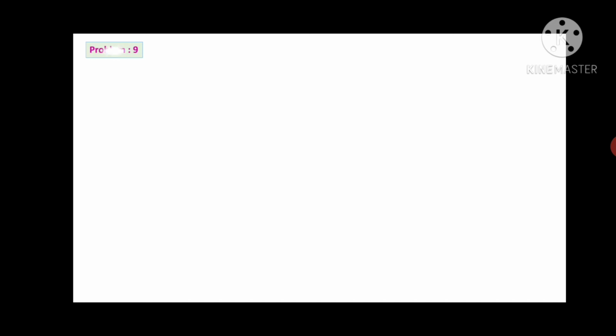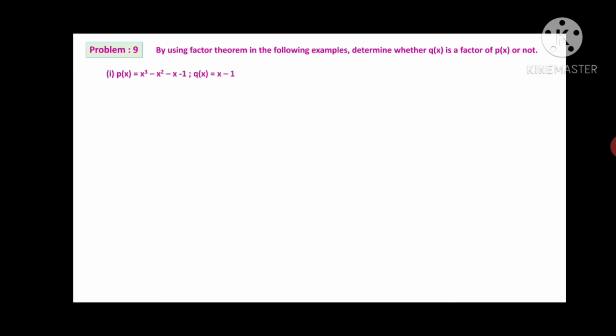Friends, let us see the next problem, number 9. Here, by using factor theorem in the following examples, determine whether q of x is a factor of p of x or not. The first problem is p of x is equal to x cube minus x square minus x minus 1, and q of x is equal to x minus 1. Let p of x is equal to x cube minus x square minus x minus 1, and divisor q of x is equal to x minus 1. Therefore, we have to take x is equal to 1.